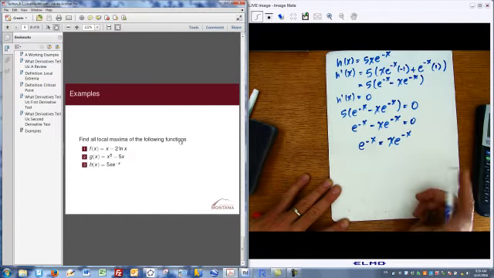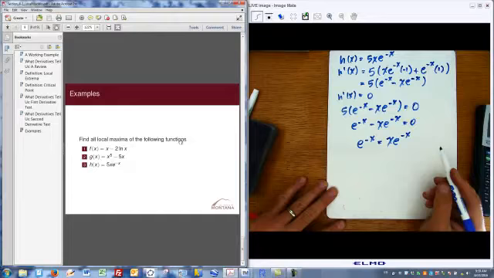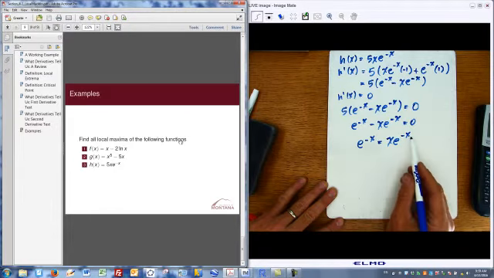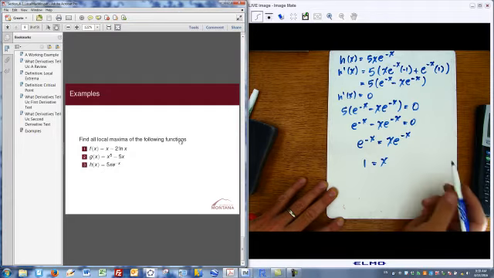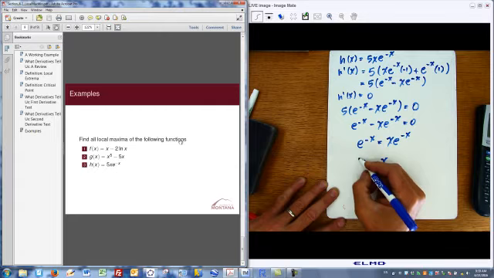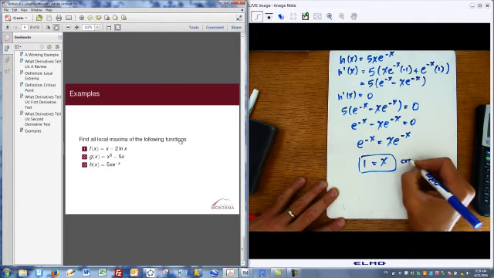If I add the x e to the negative x across, now I see that I have an e to the negative x on both sides. So if I divide through by e to the negative x, I get 1 equals x. So it appears that when x is equal to 1, we have a critical point. So this is our critical point.